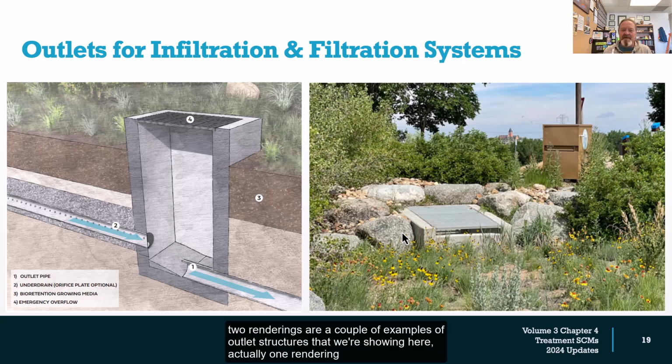These two renderings are a couple of examples of outlet structures that we're showing here. Actually, one rendering and one photo in this one, but we've created quite a few renderings. The rendering on the right is really showing the type of outlet that could be used for a bioretention facility. It's an orifice-controlled outlet for the WQCV. The larger flows would spill over the grate and flow into the outlet pipe.